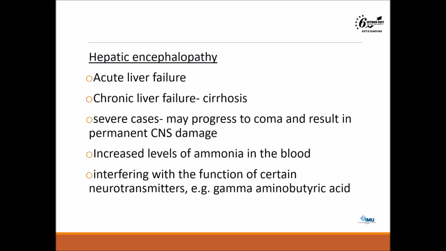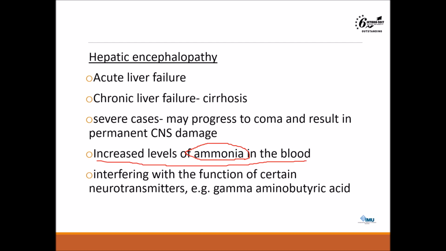Another metabolic disorder is hepatic encephalopathy, which is seen in acute liver failure and chronic liver failure, also known as cirrhosis. Hepatic encephalopathy is because of an increased level of ammonia in the blood. So where does this ammonia come from? Okay, so ammonia is a product of protein metabolism, and this byproduct of protein metabolism is potentially toxic and can pass through the blood-brain barrier and damage the brain cells.